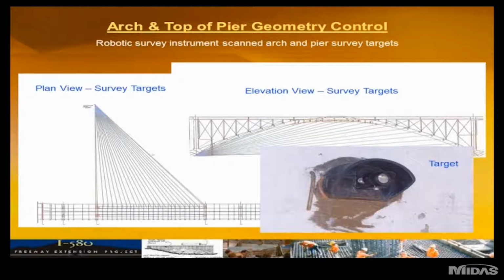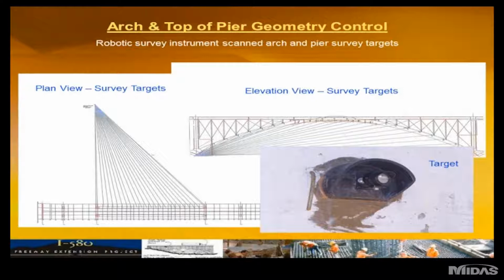Here's a quick shot of the survey targets that monitor the arch. It was an automated survey, so very high tech. Survey targets were epoxied to the arch rib, and basically this instrument could survey this arch in literally a matter of seconds and get a correlation for all the targets. So very, very high tech. About $60,000 worth of equipment was used to confirm the arch rib survey.